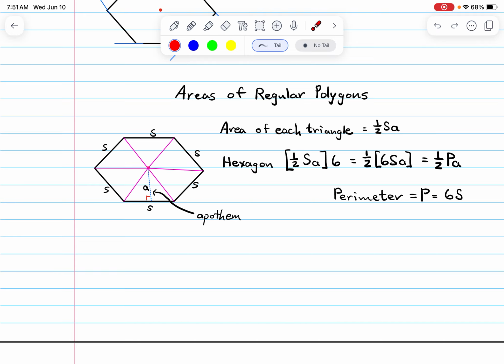Now, let me play a little game here. Let me pull this 6 in here and pull the 1/2 out front. Now, notice I've got 6s times a. Well, 6s, 1, 2, 3, 4, 5, 6, that's the perimeter. That's the distance around this thing. So in place of 6s, I could just put p, and then I have a here. Because the perimeter is 6s. So this right here is the area of the polygon.